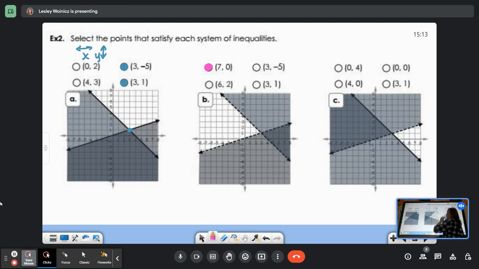What about 3, negative 5? No. Correct. What about 6, 2? No, 6, 2 is here. It's on a dashed boundary, so that's a no. What about 3, 1? Correct, because it's on 2 dashed boundaries, so it's double no. All right, last one.